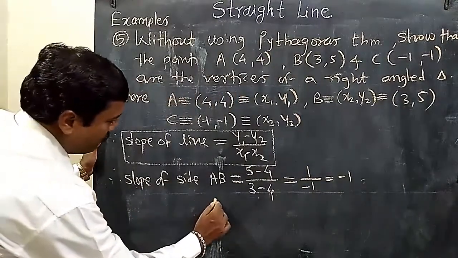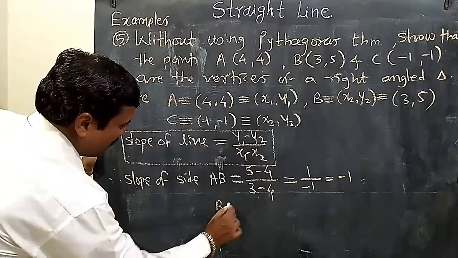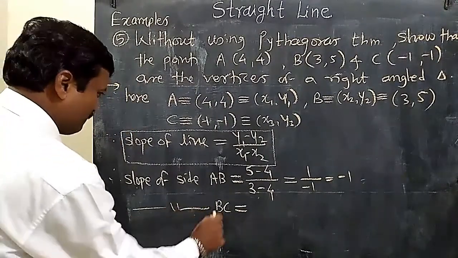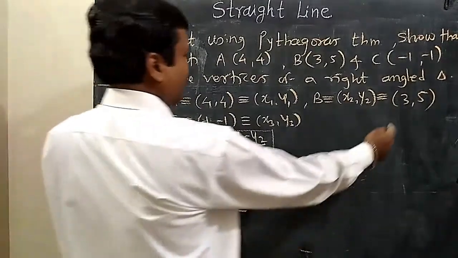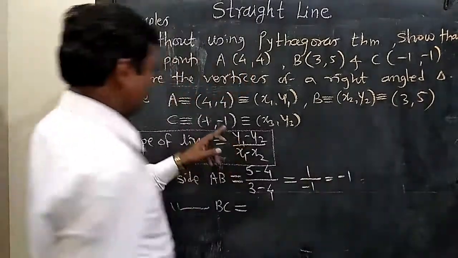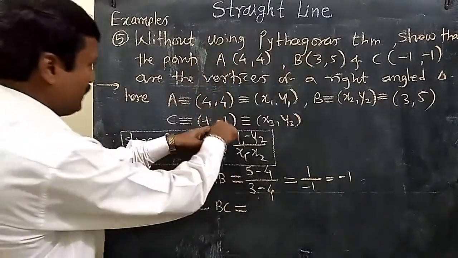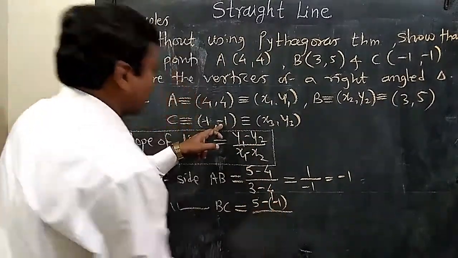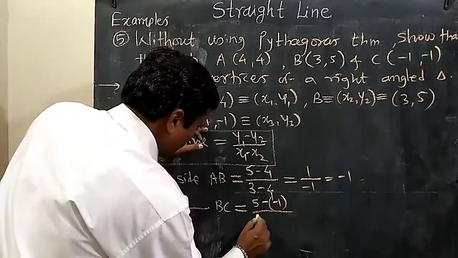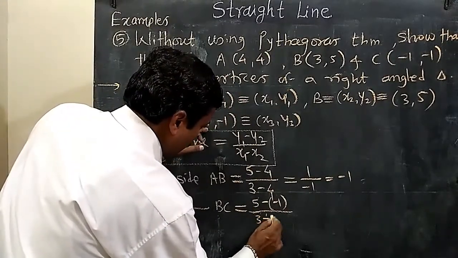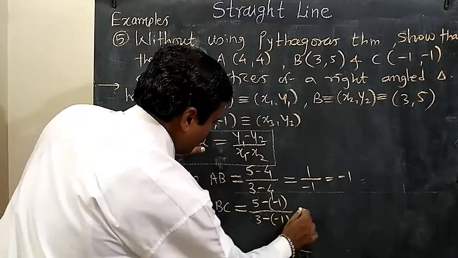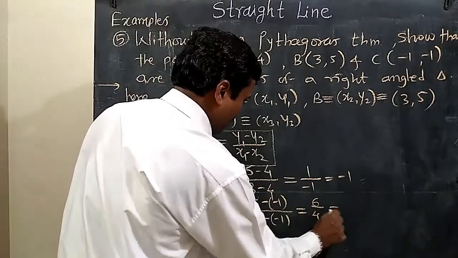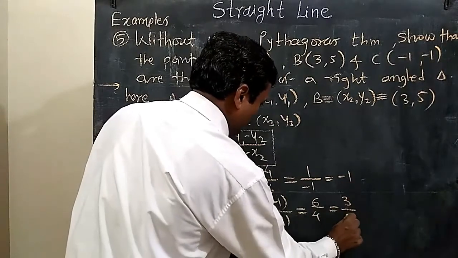Similarly, slope of side BC. Take these 2 points. Here the difference in y coordinates is 5 minus of -1, upon 3 minus of -1. So it is equal to 6 upon 4, that is equal to 3 by 2.